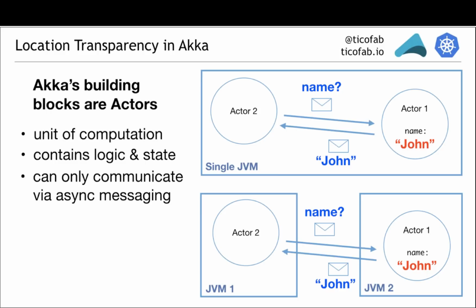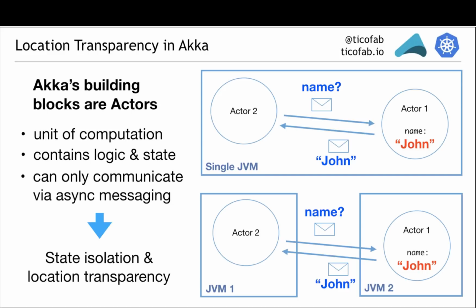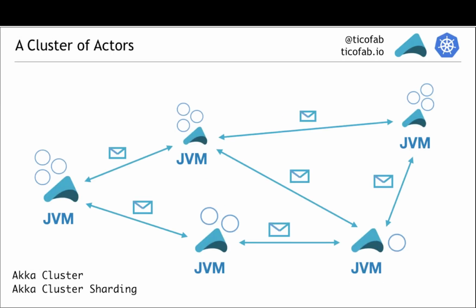So actors are essential in that they provide state isolation and location transparency. And building on top of that, Akka lets us connect multiple JVMs, each one of them with their actors running in it, and exchange messages transparently. And Akka Cluster and Akka Cluster Sharding, in the bottom left, are the two modules that I suggest you look at to achieve this.